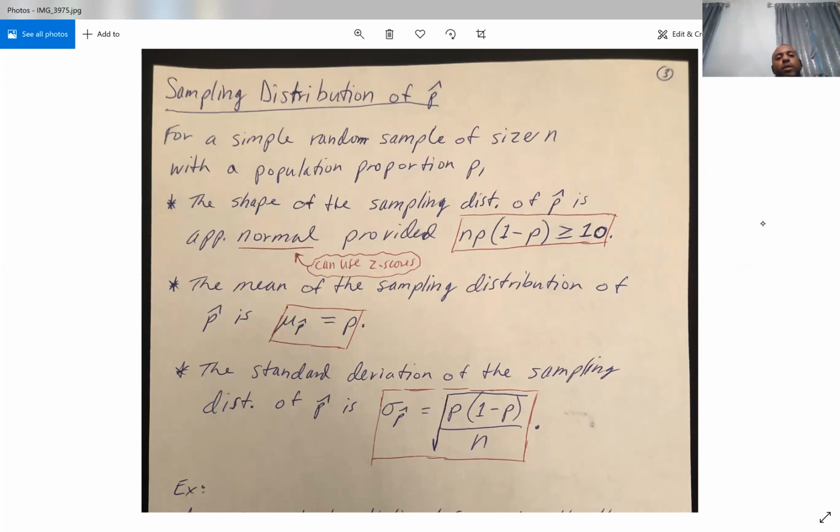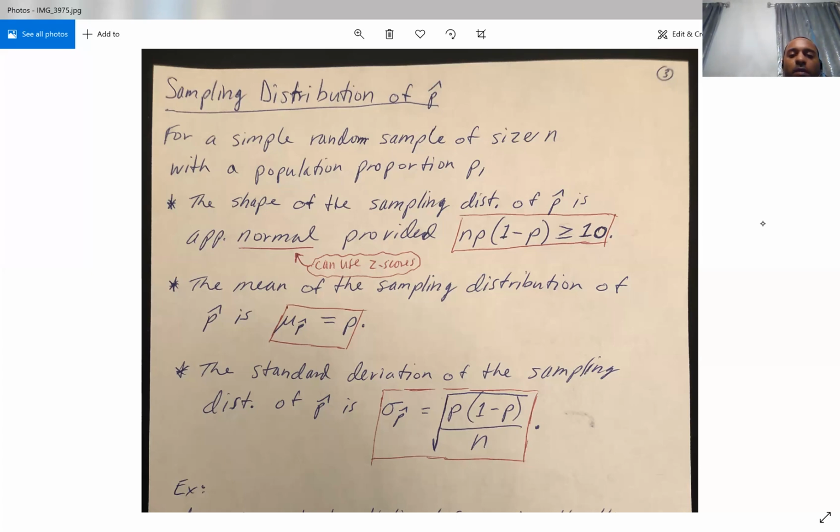All right, so the sampling distribution of p hat for a simple random sample of size n, with the population proportion of p. The shape of the sampling distribution of p hat is approximately normal, provided that n times p times 1 minus p is greater than or equal to 10. So remember, if it's approximately normal, it means we can use our z-scores. That's why it is important to establish this.